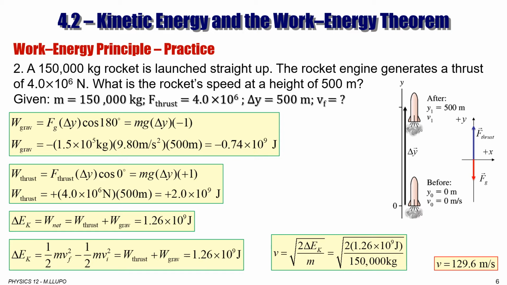And if you multiply that by 3.6, you can find the speed in kilometers per hour, and you can compare it with an airplane or a train or a car, to see how fast the rocket can reach that speed in just 500 meters.